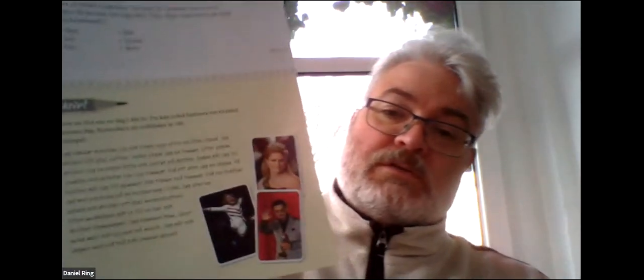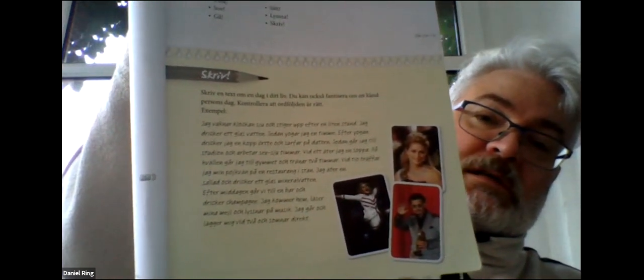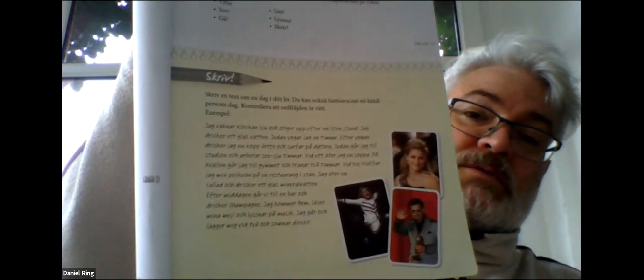So if you write about your own day or you fantasize about a famous person, it's up to you. On the picture there we have 3 somewhat famous persons. Do you recognize them? Johnny Depp, Madonna, and our Swedish princess Madeleine.